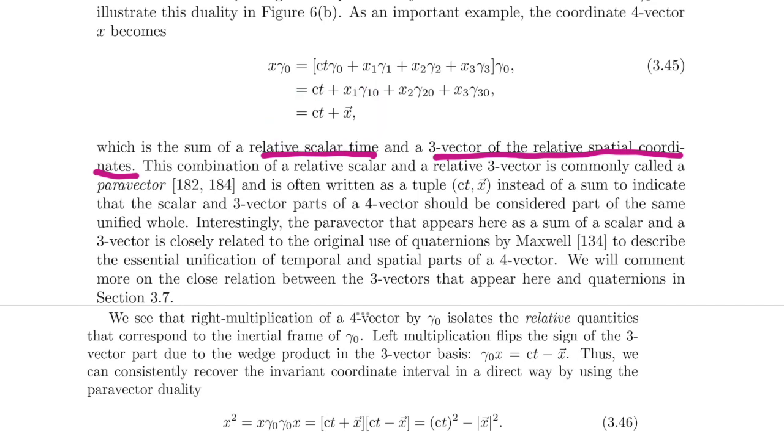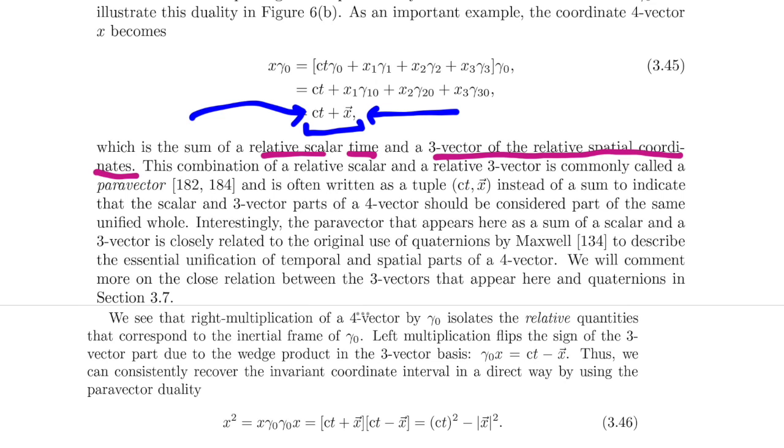Now, what's interesting and what's important to remember is that when we think of regular elementary physics, this counts as the position in space. You don't need to worry about being an event in time anymore because all of the time lives now in this other part, this scalar part. This combination of a relative scalar and a relative 3-vector is commonly called a paravector. So they want to call this whole sum a paravector. It's got a relative 3-vector part and what they're now calling a relative scalar time.